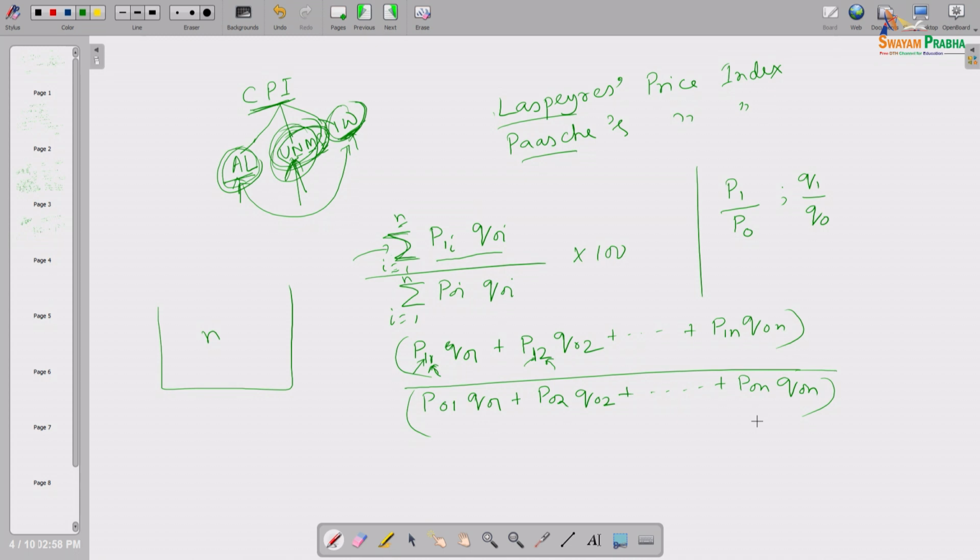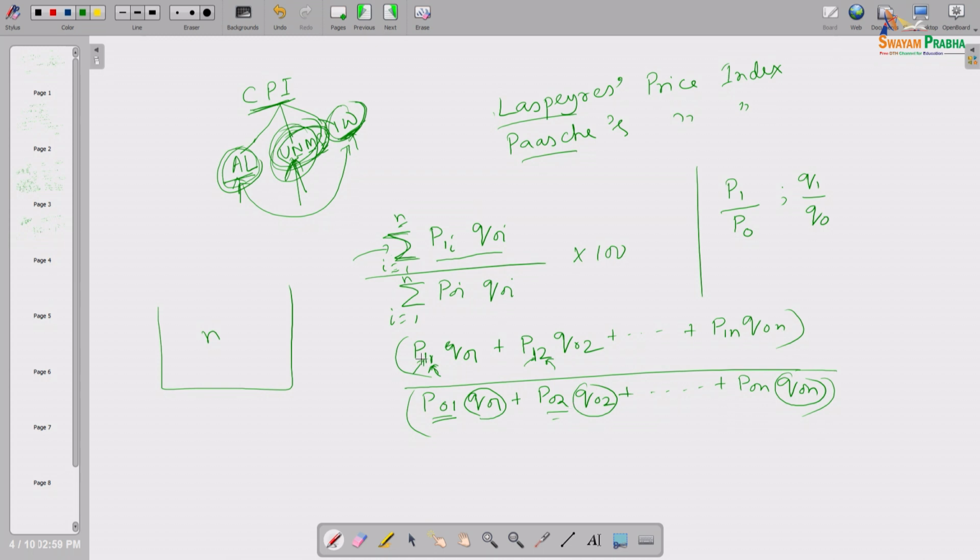The denominator is whatever quantities of the different elements in my consumption basket I was consuming in the last period or base period. Q01 is the quantity of the first commodity, Q02 is the quantity of the second commodity, and so on, Q0n is the nth commodity's quantity. P01 is the price of the first commodity, P02 of the second, and at which time period? The 0th period or base period price. 2015 is our base year, so what was the market price in 2015? That price we are considering.